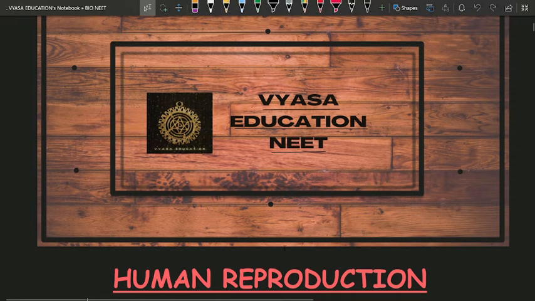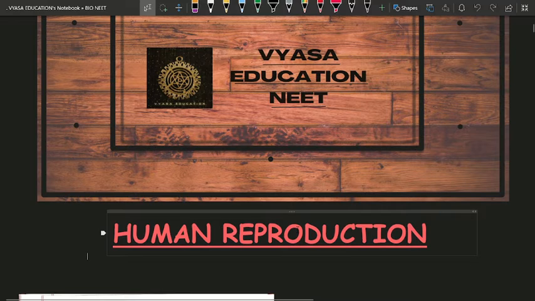See children, if you just solve the model question papers for NEET in biology, that is sufficient, but you have to read line by line NCERT biology, without which you cannot score good marks. Whatever this channel is providing, it is line to line biology NCERT for class 12th as well as for class 11th.